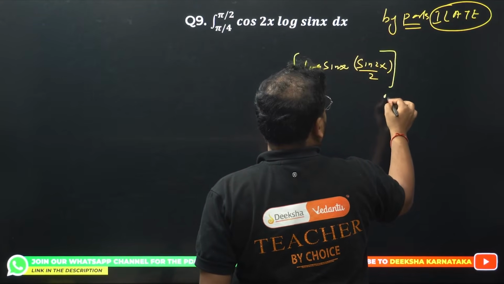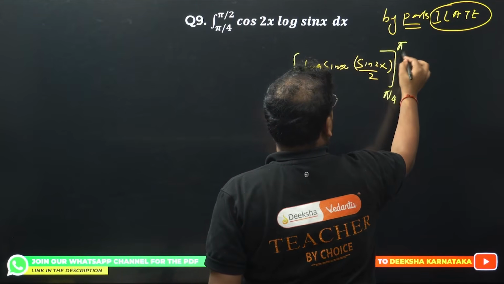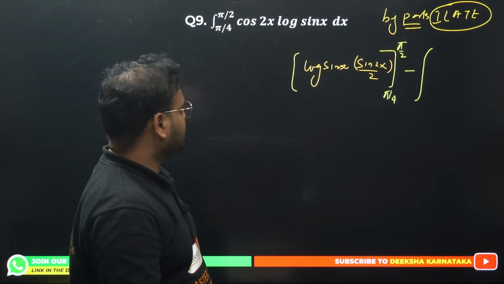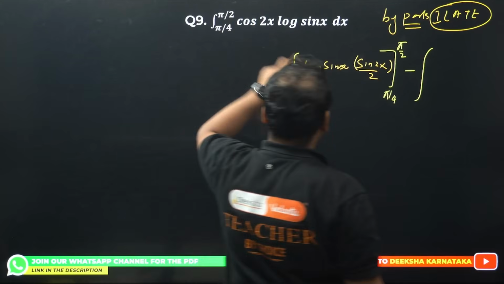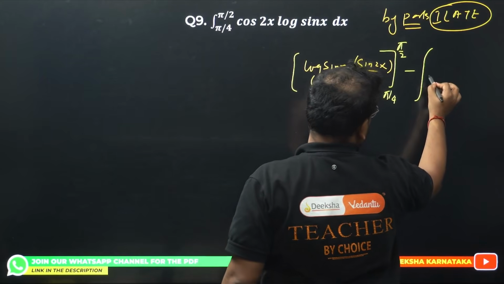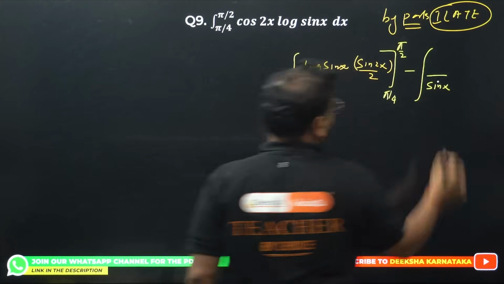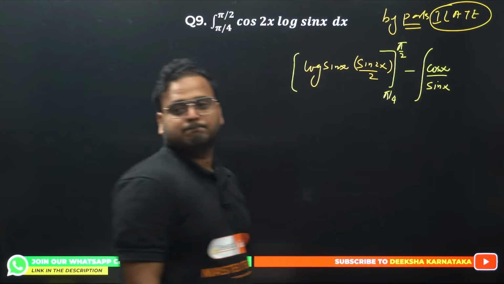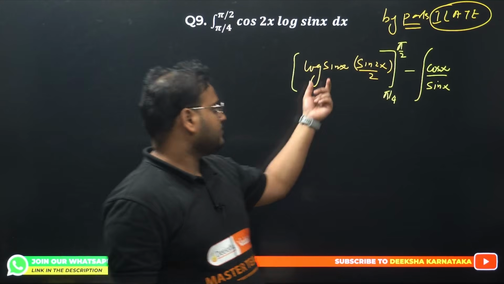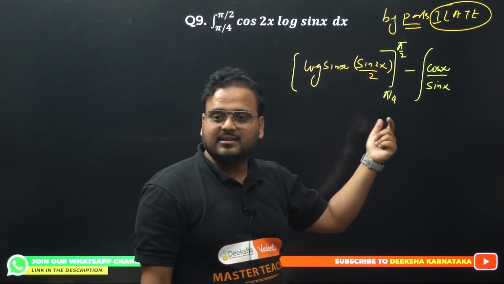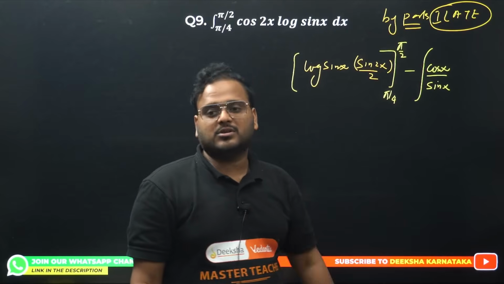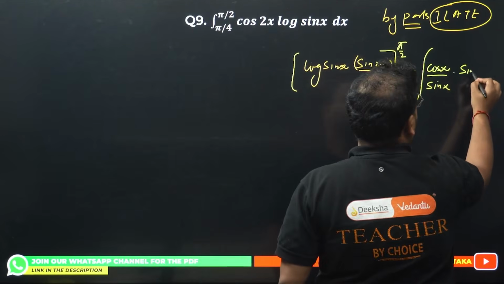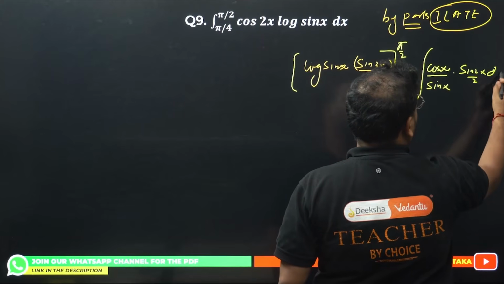The limits are from pi by 4 to pi by 2. Minus sign will come. The second part of the by parts equation: differentiate the log. Derivative of log sin x will be 1 by sin x. Again chain rule will be applied, becomes cos x in the numerator. So cos x by sin x. This remains as it is, sin 2x by 2, and we have of course dx for the next integration.